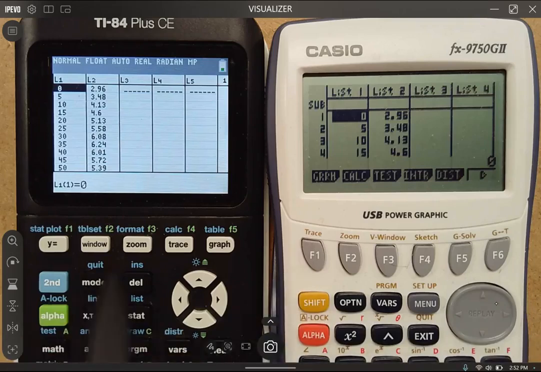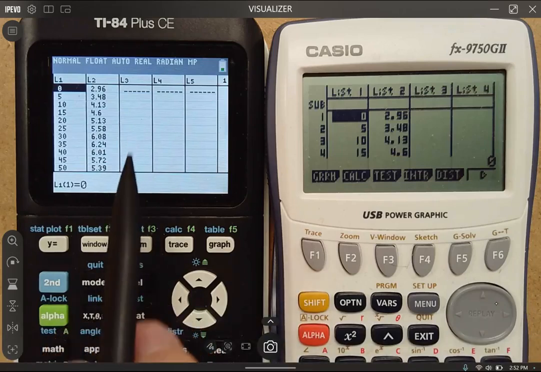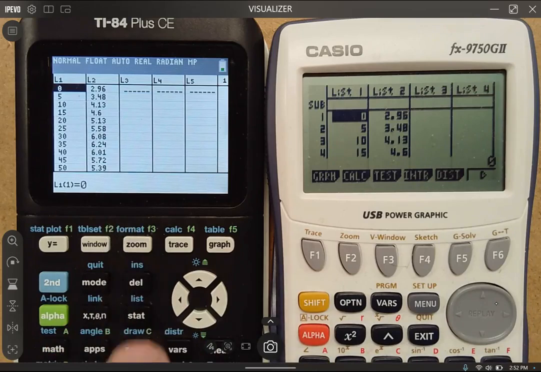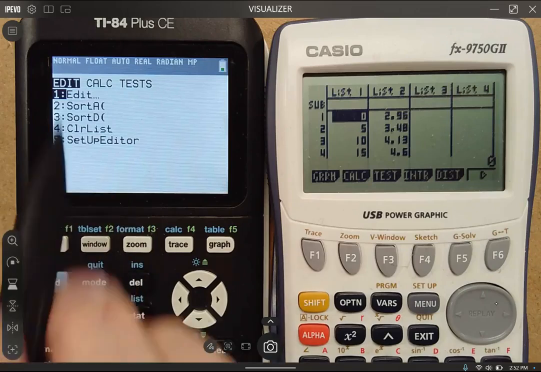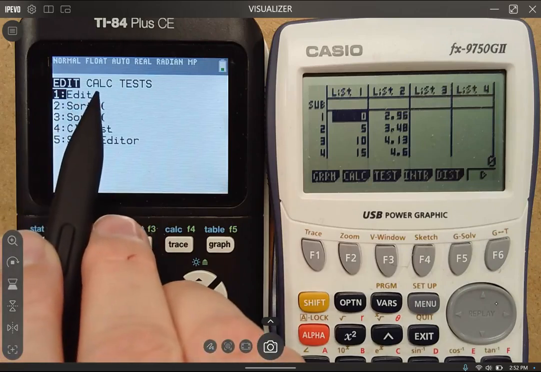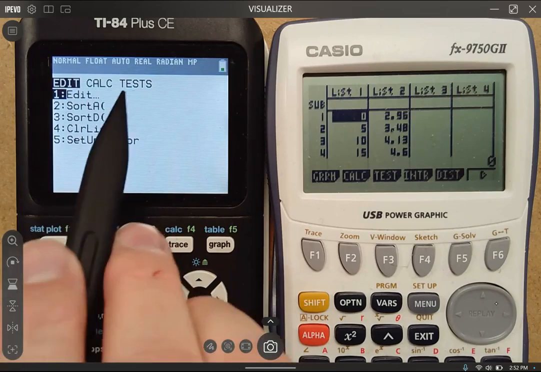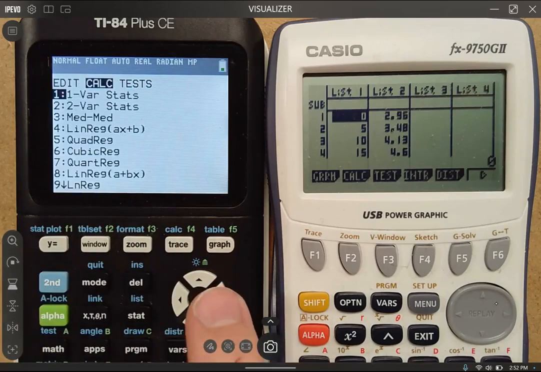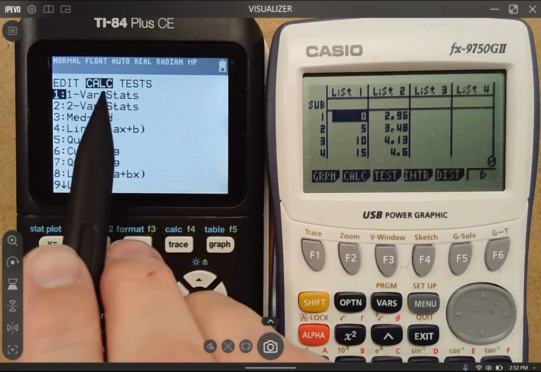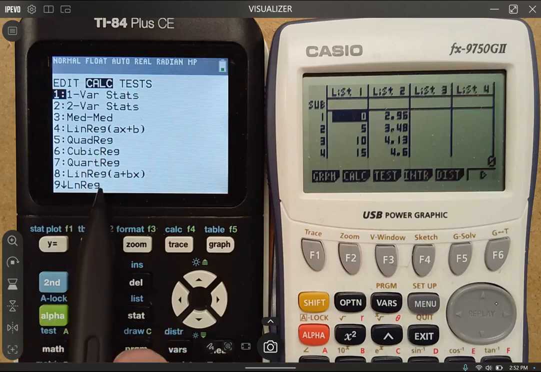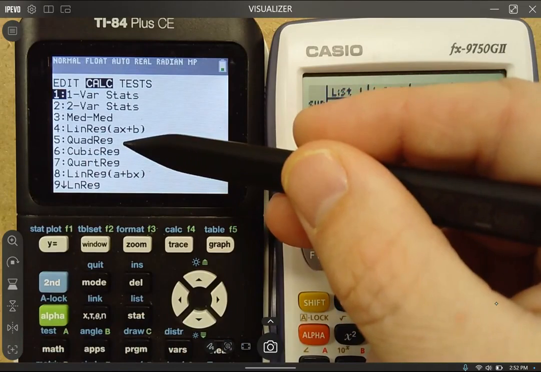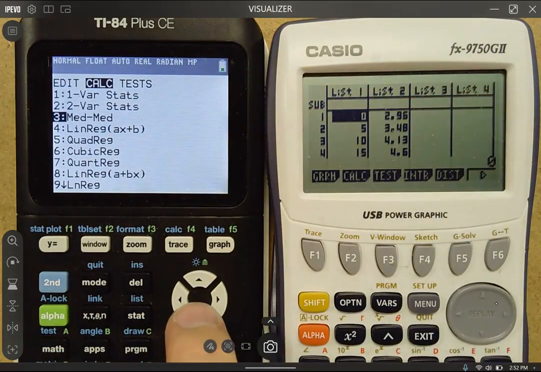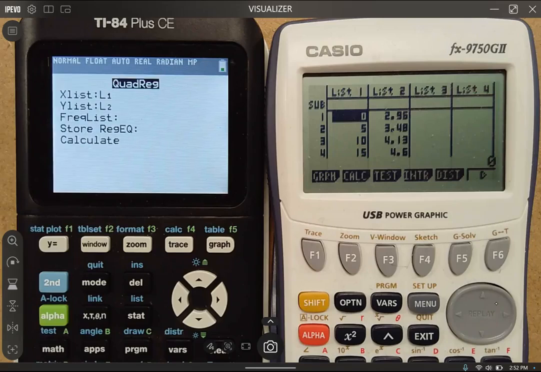On the TI, I'm going to go ahead and do that one first. On the TI, we're going to go back to our stat menu. So we're going to click on Stat, and then we're going to go over to Calc, because we're going to be calculating regression. So just press the arrow over. And then we see all these different regressions. The one we want is going to be number 5, the quadratic regression. Go ahead and go down and select quadratic regression.